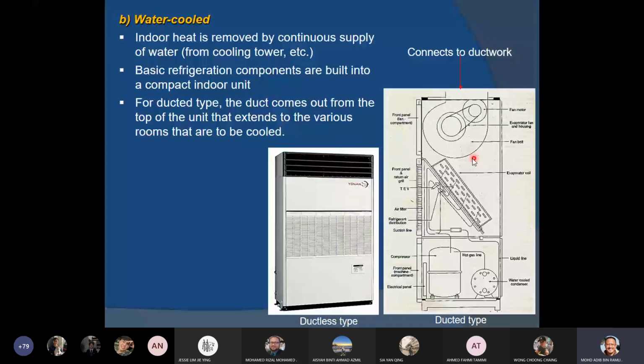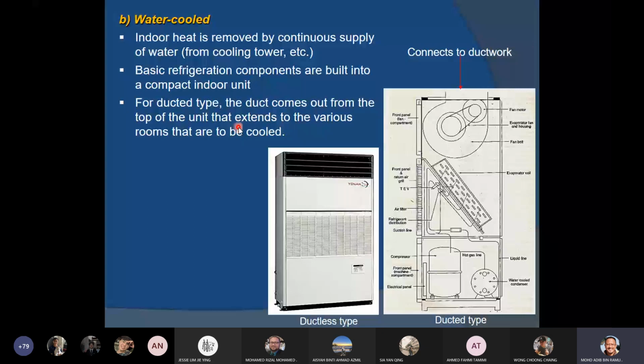Okay, but for the ductwork, the ducted type, the air gets from the front part, and then it gets blown through the ductwork. So that's just the difference. Inside the unit, they are both the same. It's just how the air is transferred or distributed into the room, whether using duct or not using duct. That's the difference between ducted and ductless.